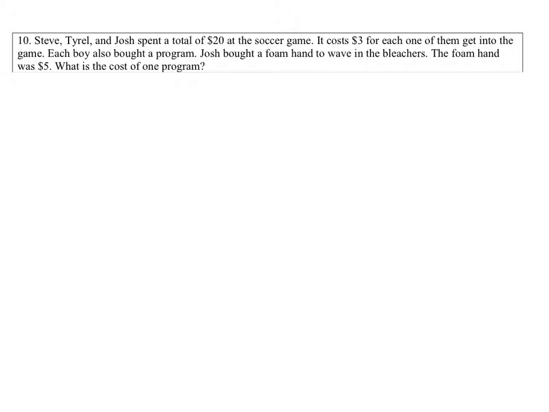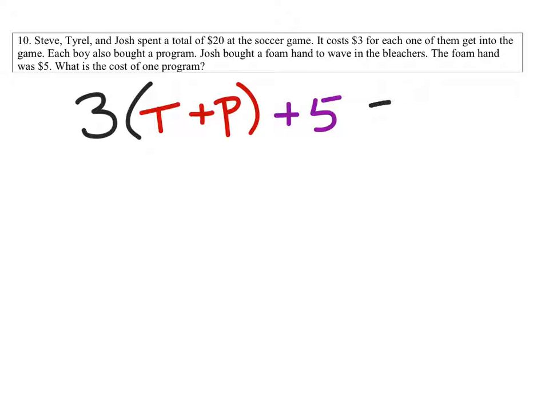Here we go. So we got Steve, Terrell, and Josh. That's 3 people purchasing a ticket. And then they each bought a program. But then in addition to these, Josh bought that foam hand for $5. And this came out to $20. And then it also said it cost $3 for the tickets. So we're going to replace the ticket with the $3 price right here. So we're just going to figure out how much the cost of one program is by solving this equation.